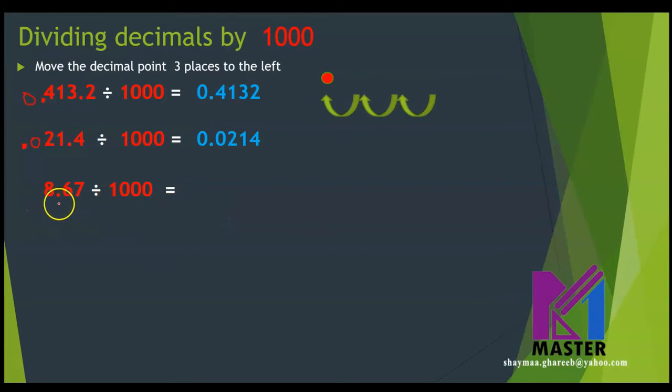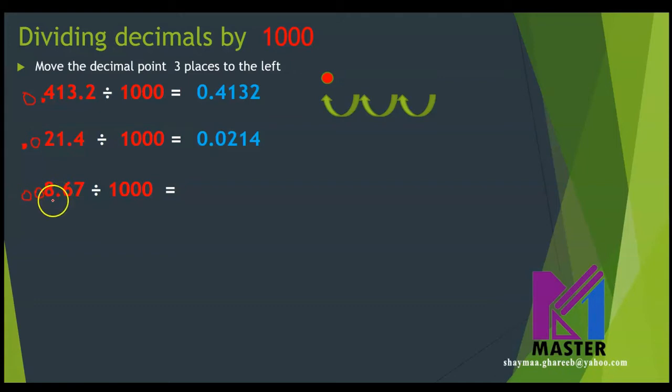8.67 divided by 1000. In this case, I only have 1 place to the left. So how many places do I need to add? 2 places. Why? Because I need to move the decimal point to the left 3 places, and I only have 1 place. So I added 2 zeros to have the 3 places that I need. Then I start to move, and when I add zeros before any whole number, it doesn't affect the value of the number. The number is still as it is. It's still 8. Nothing changed.